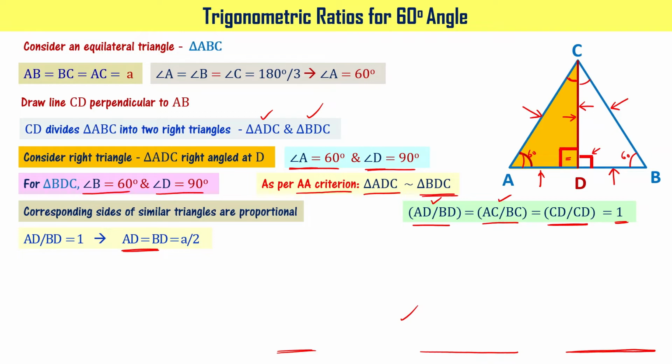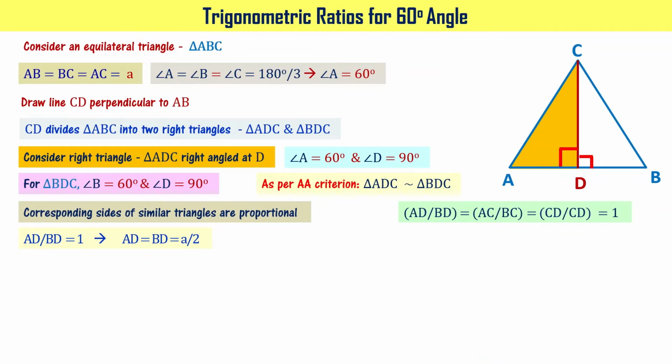AD equal to BD means, since we know that AB, that is equal to A units, that is equal to AD plus BD, right? Or AD plus DB you can write. So since AD equal to BD, you can say that AD is equal to A by 2 and BD is equal to A by 2, right?